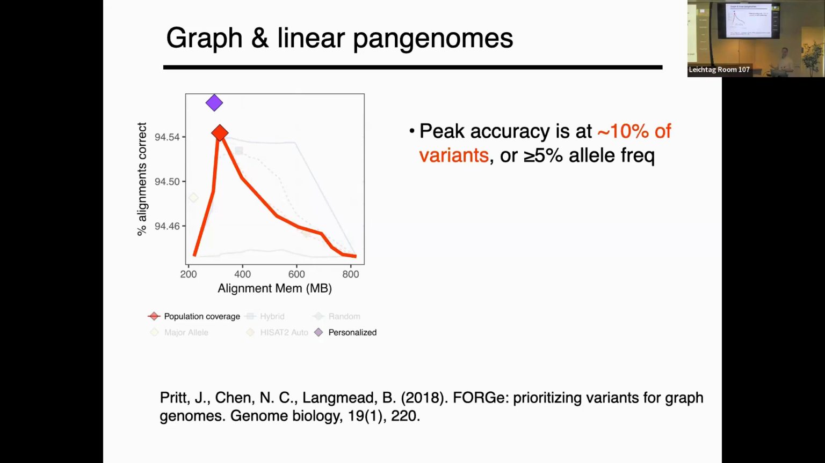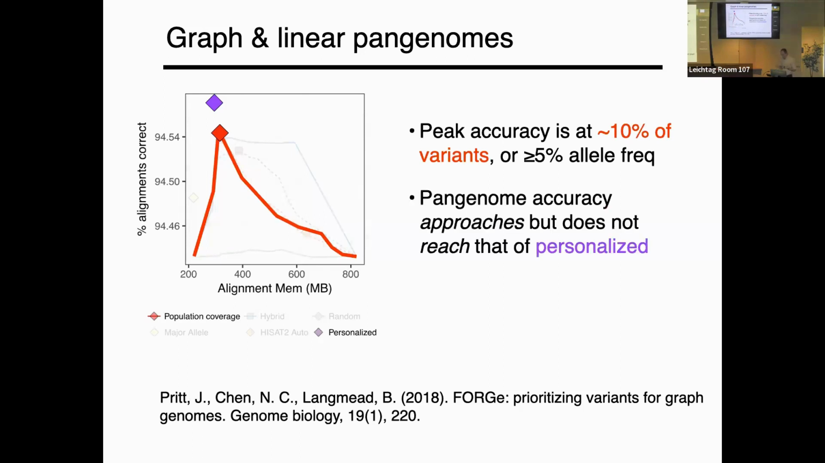Kind of no surprise here, right? If your graph contains exactly the alleles that are in the individual and no more, then you're getting all pro and no con. And so you're doing a little bit better than any of the graph pangenomes. Okay, so the pangenome accuracy approaches, but doesn't quite reach that of the personalized reference genome. Overall, I would say this surprised us. We thought the graph pangenome did quite well, but we were surprised at how sensitive it was to the particular set of variants that you include in the graph pangenome. And we thought that was a pretty small proportion that ended up maximizing the measure on the vertical axis.